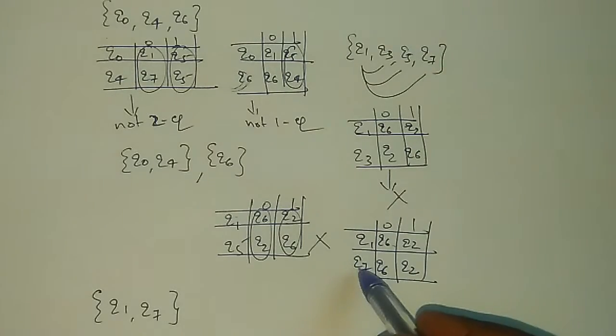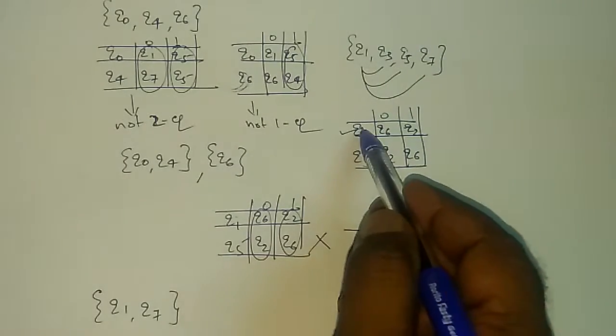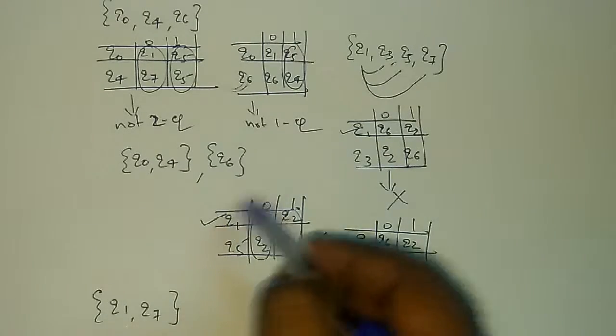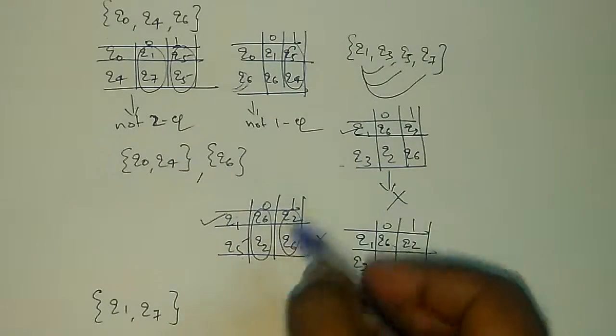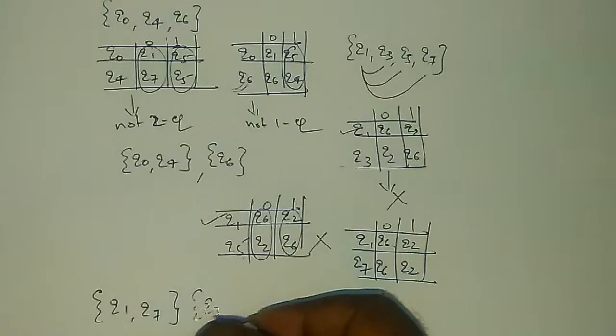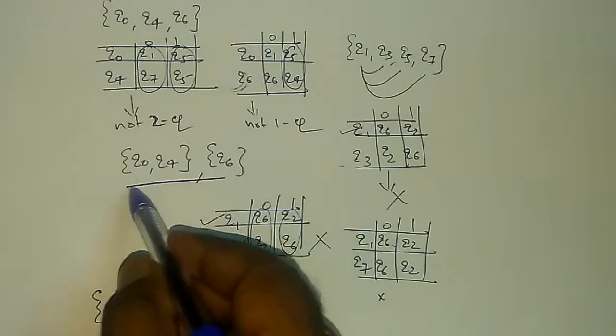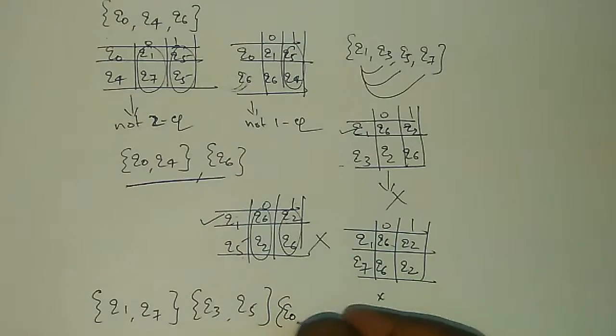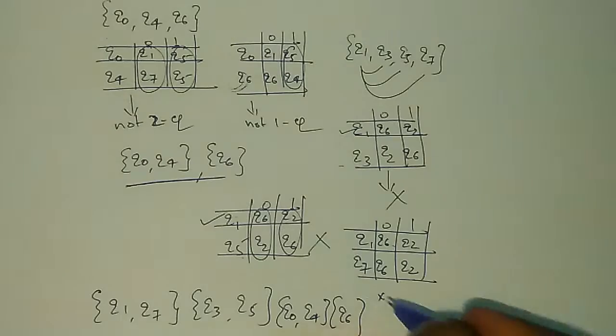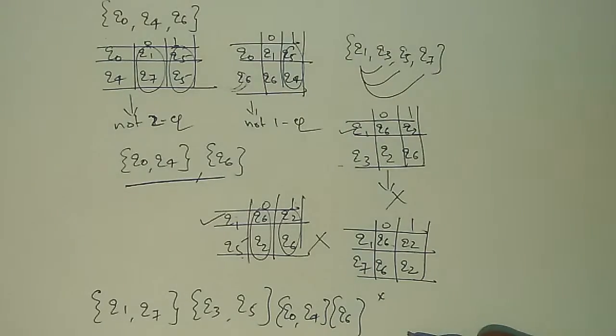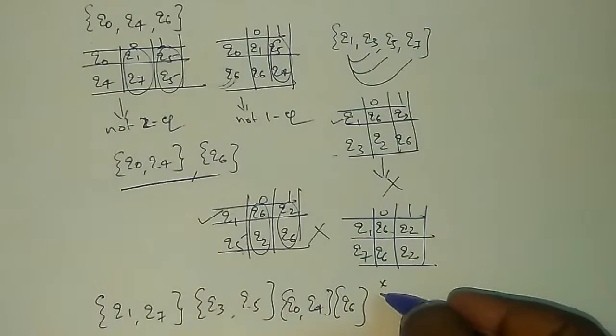So Q1, Q7 is one set. Here Q1 is already over. What is the remaining here? Q3, Q5. So in the previous, what sets we got here? Q0, Q4 and Q6. So first we divided one set, right? That is your final state. So what is that? Q2.